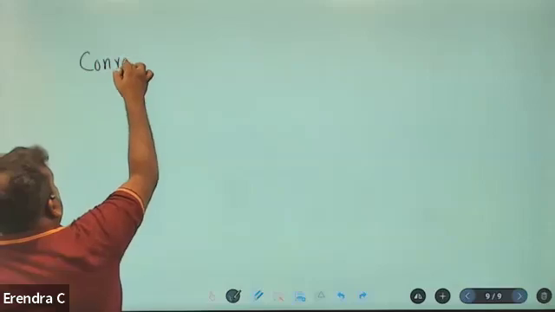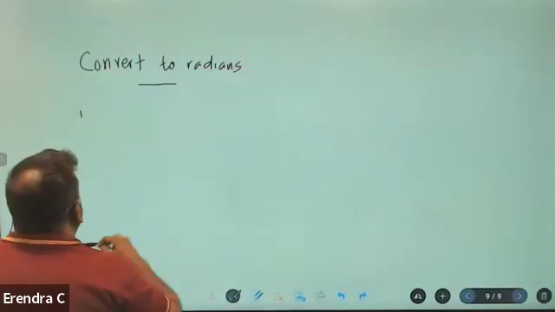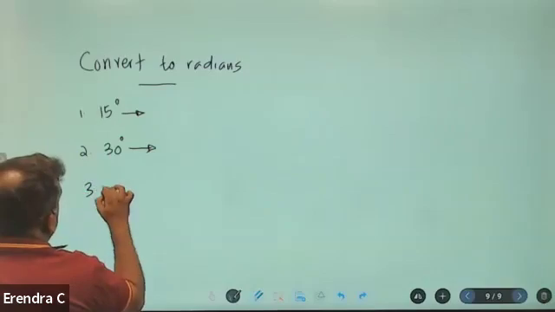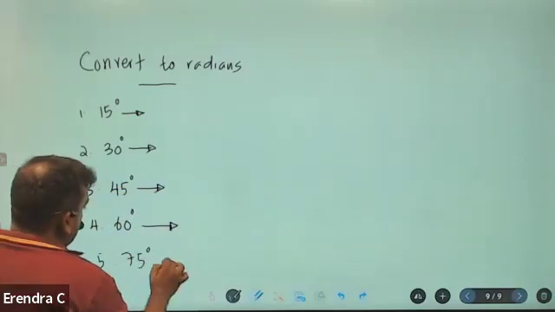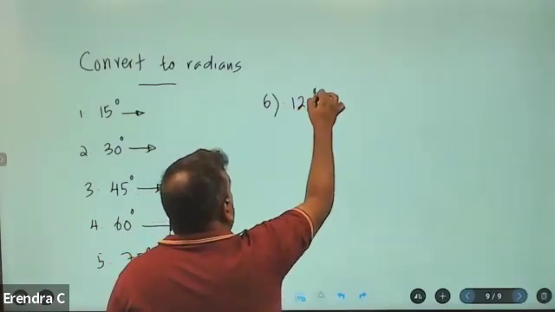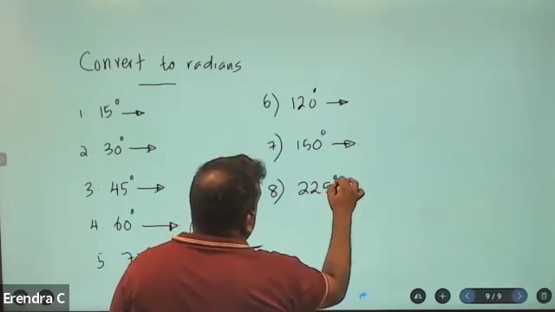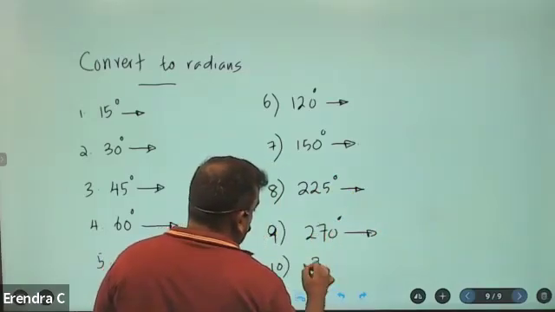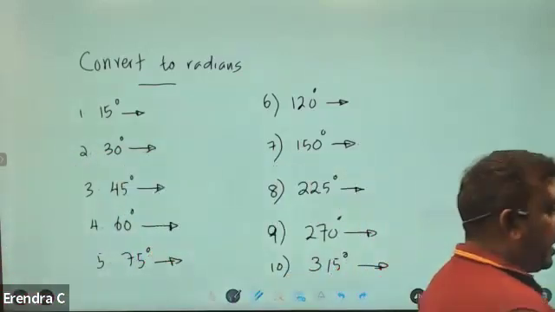So convert to radians. 15 degrees convert to radians. 30, 45, 60, 75, 120, convert to radians.